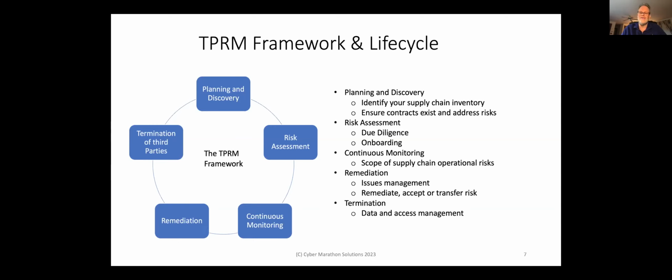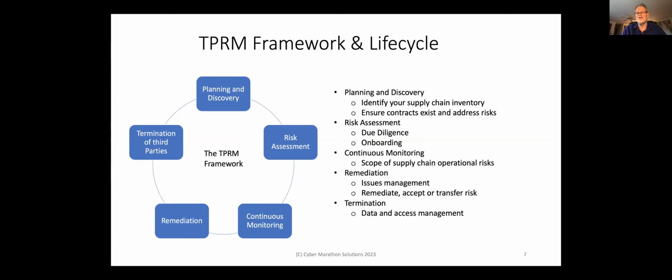When you're trying to validate that you have a full supply chain inventory, it's very useful to go to your accounts payable people and ask, who did we pay in the last 2 years? Because if you have a vendor and they're getting paid, you're going to discover it through your accounts payable process.